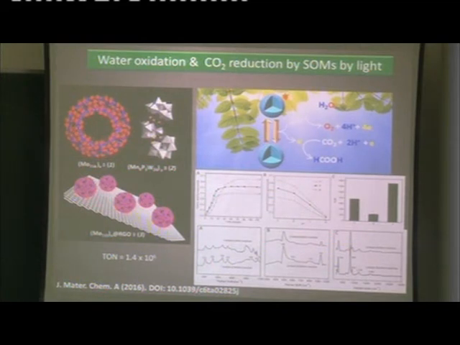Now what we are trying to do is push this more towards more reduced products of carbon dioxide. So we would like to make, for example, methanol. And these are coupled with water oxidation, but the limitation here is that it works in the UV regime. But we are trying to push it towards the visible regime as well. So with this, I will not take much time, and I would like to conclude.